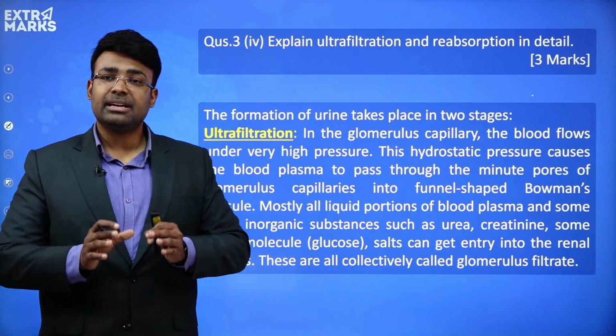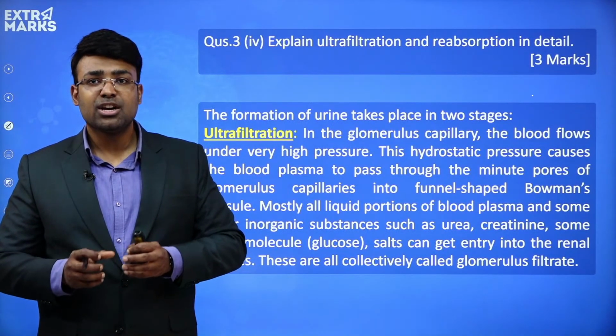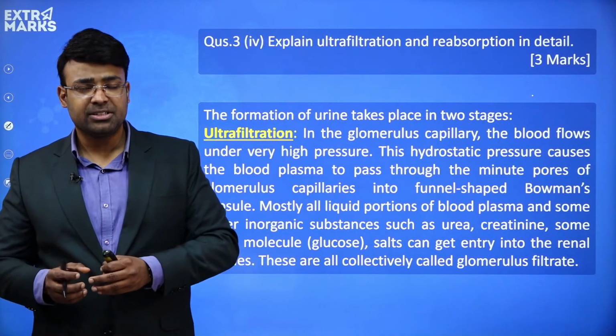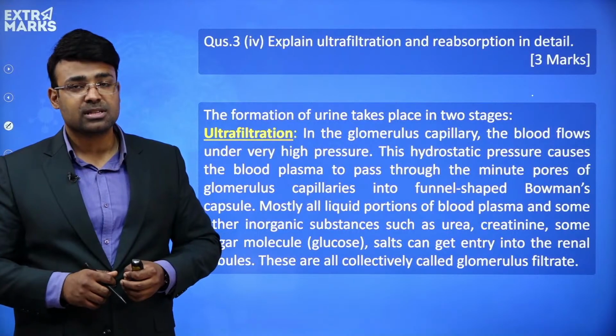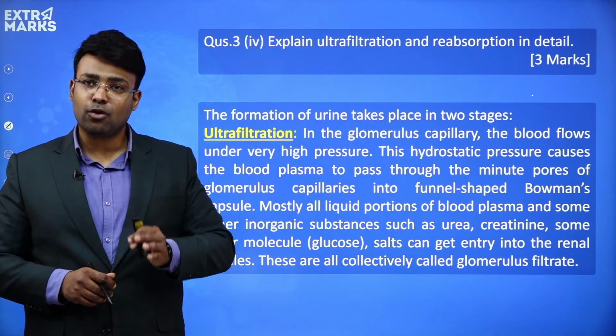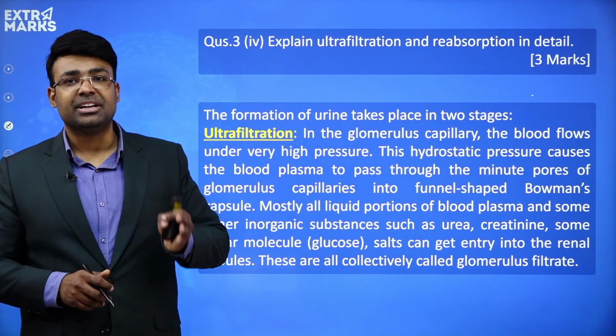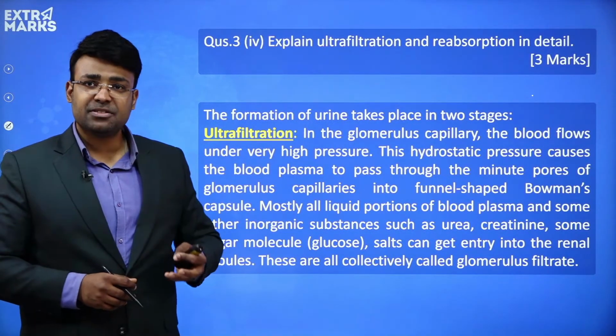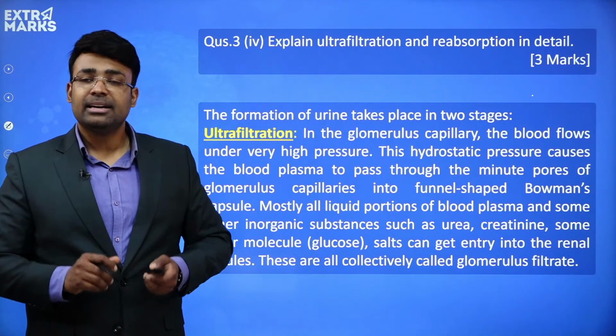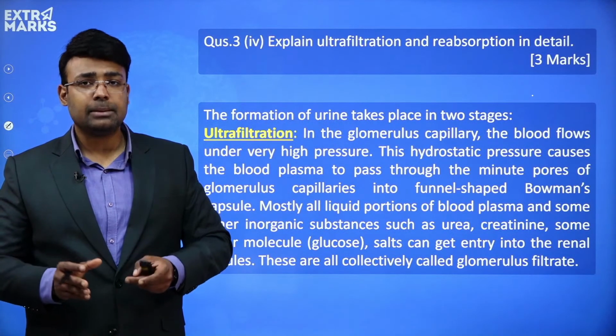Ultrafiltration is nothing but the filtering of the urea and other important things with the help of the capillaries which are present in the glomerulus. See, we have 1 lakh nephrons in each kidney, so almost 2 lakh nephrons we are having. And the capillaries, which are 1 cell thick, help in the filtration.